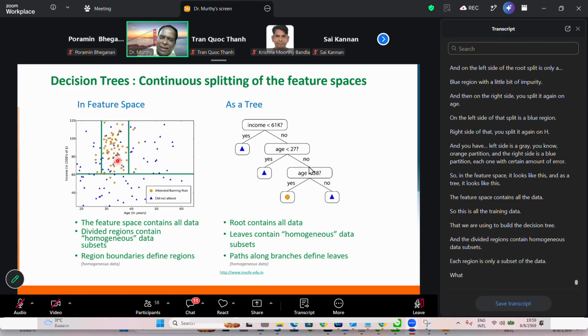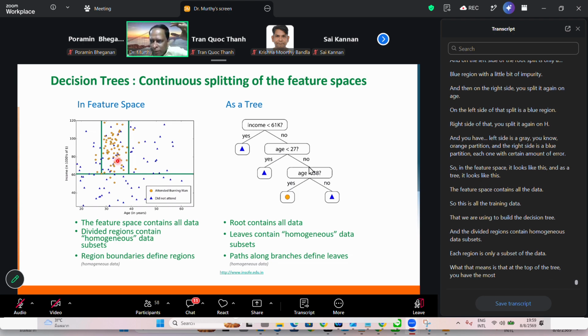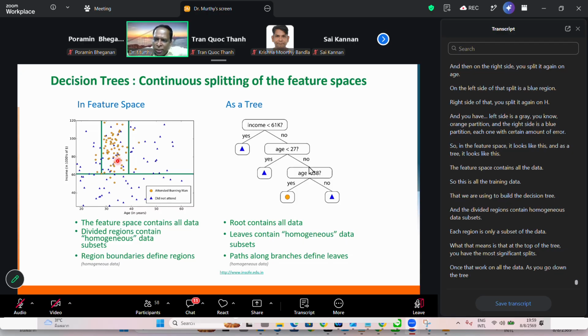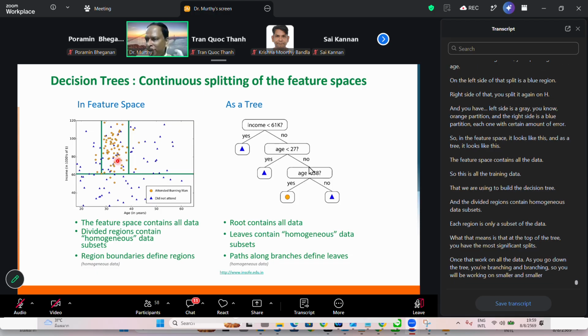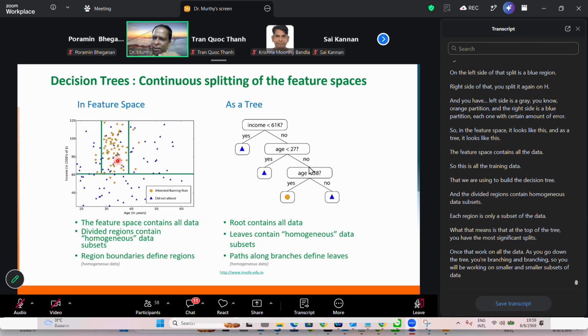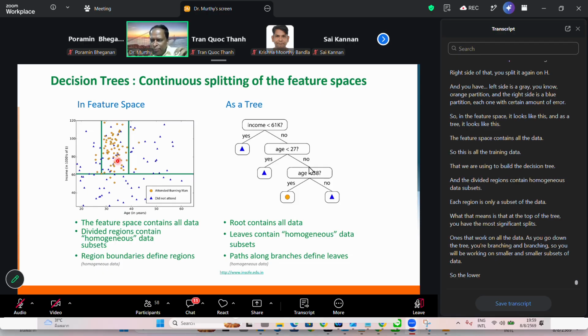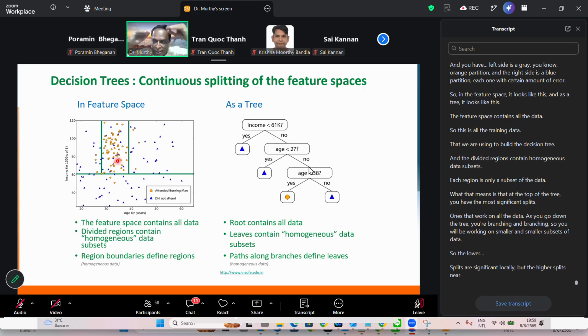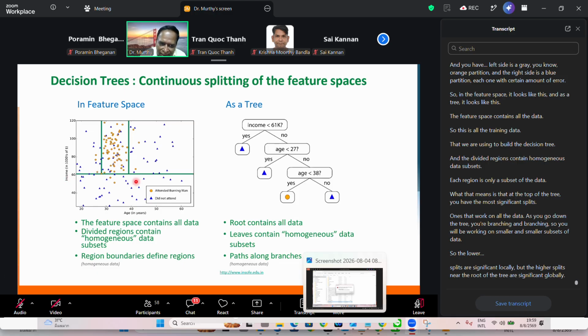What that means is that at the top of the tree, you have the most significant splits, ones that work on all the data. As you go down the tree, you're branching and branching, so you will be working on smaller and smaller subsets of data. So the lower splits are significant locally, but the higher splits near the root of the tree are significant globally.